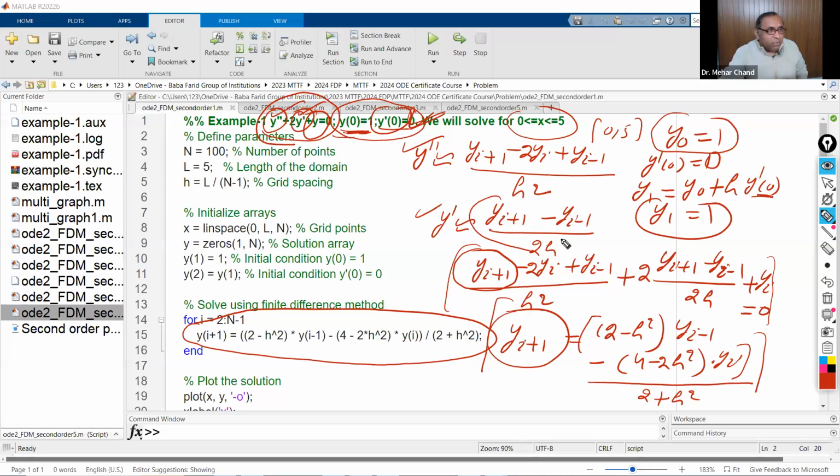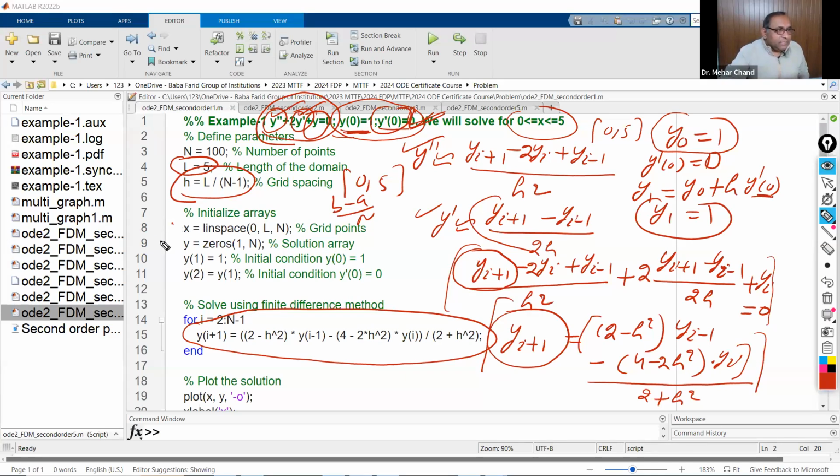Now we have all the conditions, which we can convert into the syntax of MATLAB. You can see here, this is the length of the domain. L is 5, since we are given 0 to 5. And h will be equal to the length of each grid, which is given by L upon n minus 1, or you can use b minus a upon n. Same thing, there is no difference.